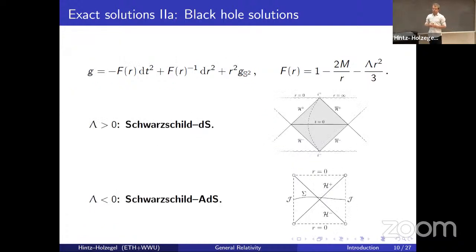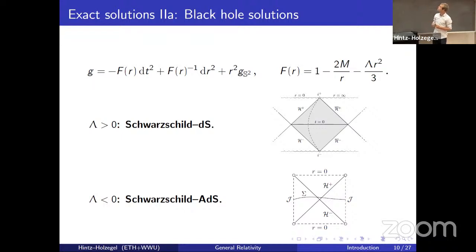There are also analogous solutions in the case that lambda is not equal to 0. They're then correspondingly called Schwarzschild de Sitter and Schwarzschild anti-de Sitter. And the Penrose diagrams explaining their causal structure are just obtained by taking the black hole part of Schwarzschild and the large scale part of de Sitter or anti-de Sitter space. So I will just briefly mention this here.